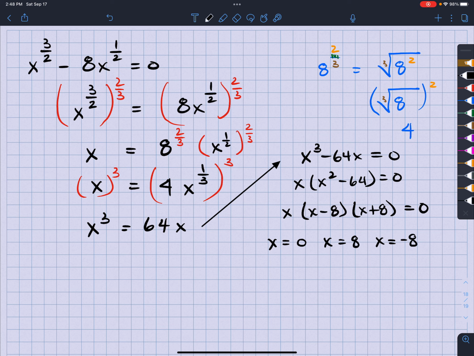All right, the issue is that I do have to check these answers, right? What's going to happen is this: this right here is telling me to take the square root. So is this. This is also telling me to take the square root as well. The problem is that I can't take the square root of negative 8, so that would get rejected. So all I have left is just the 0 and the 8.